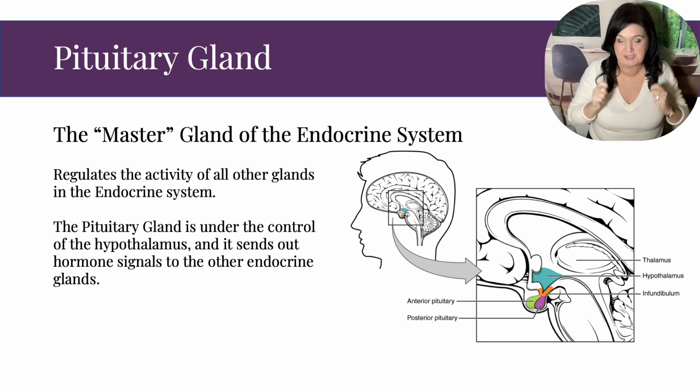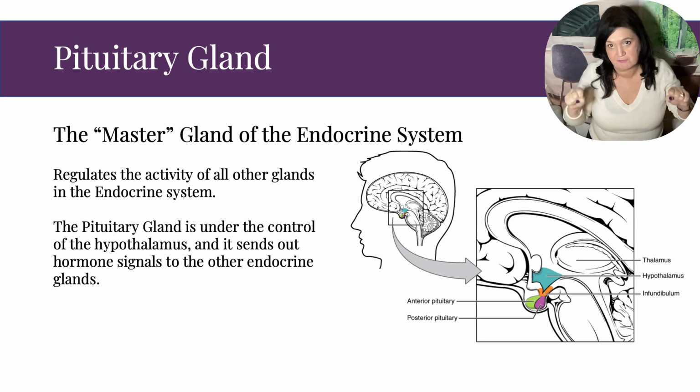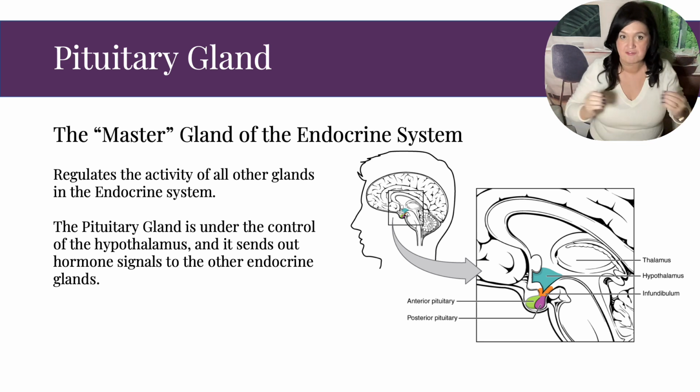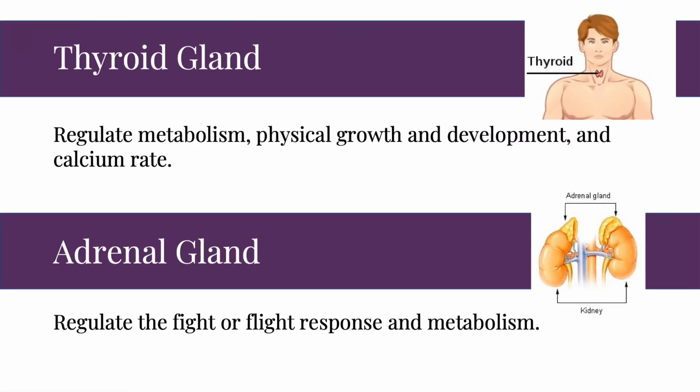The next one here is the thyroid gland. Okay, the thyroid is kind of around the Adam's apple here. For guys, it's right at the front of your throat, and it's super important because it regulates metabolism, physical growth, and the development of your calcium. Okay, the calcium rate, all things that contribute to your growing, metabolizing food, using energy.